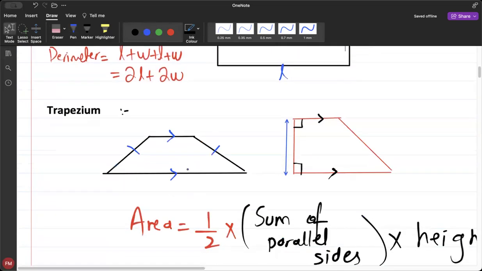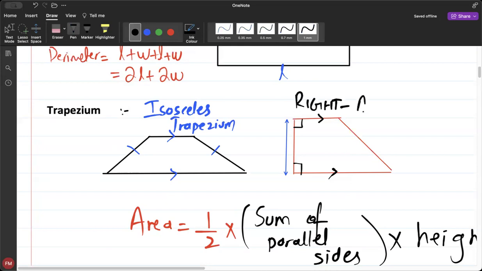If I scroll down, we have a trapezium. Now, there are two types of trapezium that I've drawn, and you should understand that in your exam syllabus, both of them in IGCSE and O-levels are included. The first one is what we call an isosceles trapezium. And the second one is what we call a non-isosceles, or more often we say it's a right-angled trapezium. And the formula for both of them stays the same.